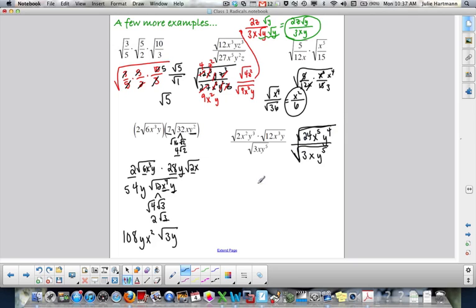3 goes into 24 8 times. So I have 8 on the top. X and x to the 5th. One of them cancels, so I have x to the 4th on the top. Y to the 4th and y to the 5th means I have one y left on the bottom.